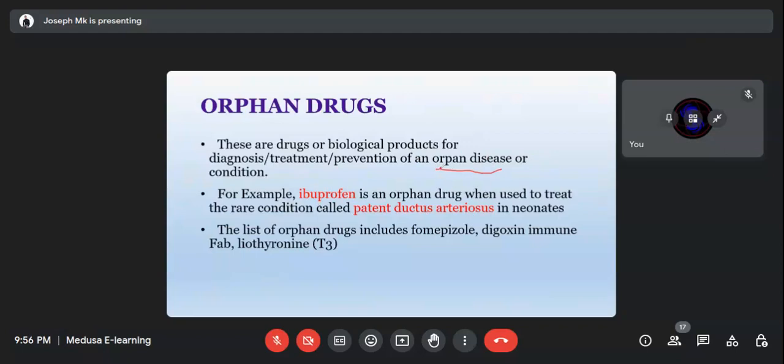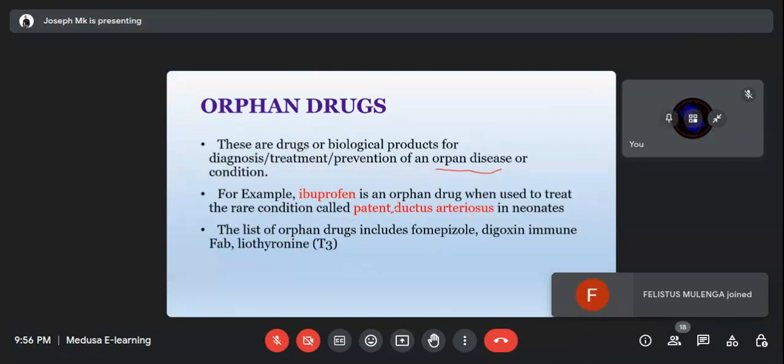In those diseases, we are going to give what we call orphan drugs. These ones are used to diagnose, treat, or prevent an orphan disease. One example that we all know about, because I know we are all medical students and I'm sure we should be familiar with it, is patent ductus arteriosus.